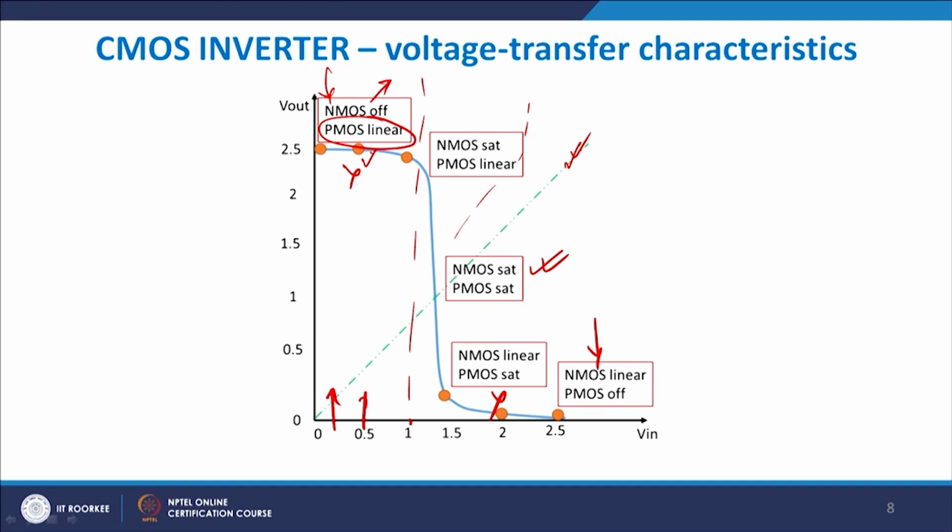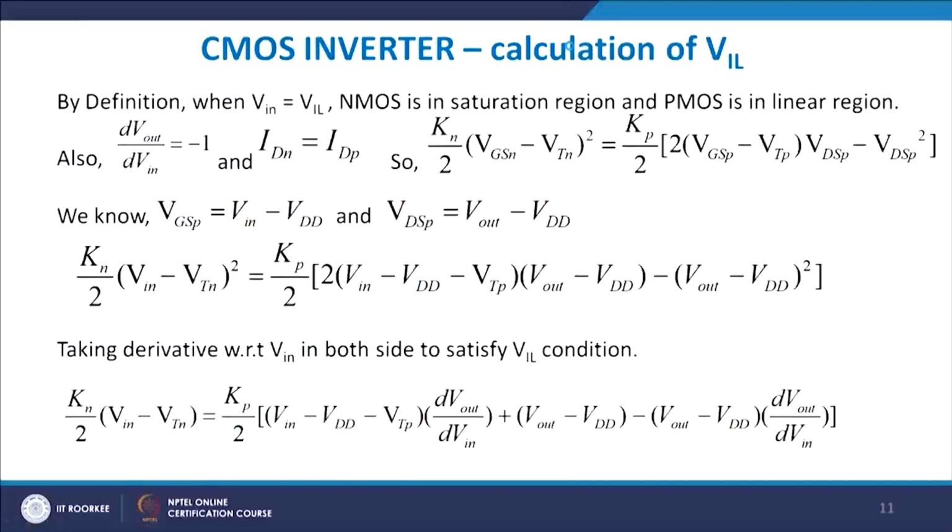VIL, as the name suggests, is V input low. Whenever my input is low, if you look very carefully here, when my input is low, output is high, and when my input is high, output is low. So, when my input is low, I would expect to see that my output is high, and similarly when my input is high, my output is low. With this knowledge, we define VIL.